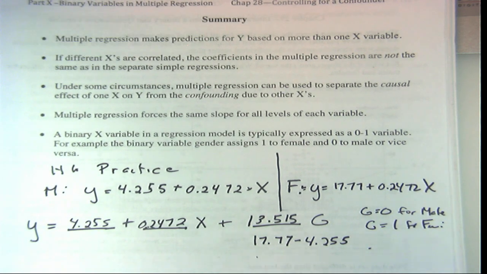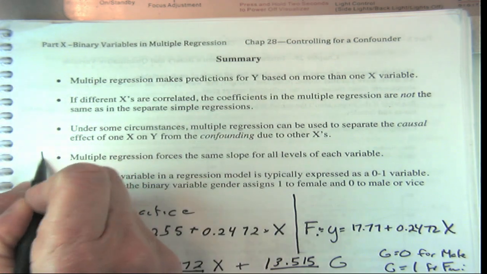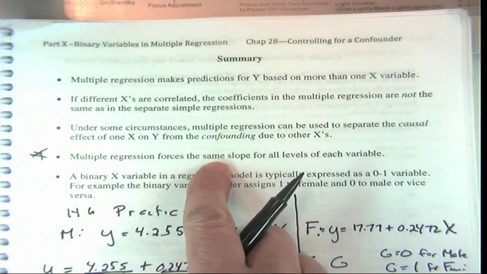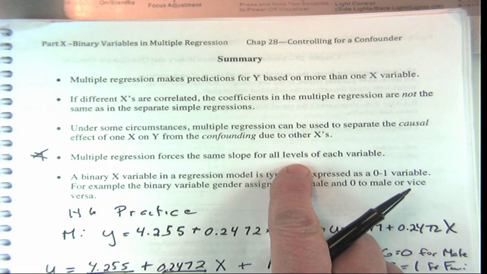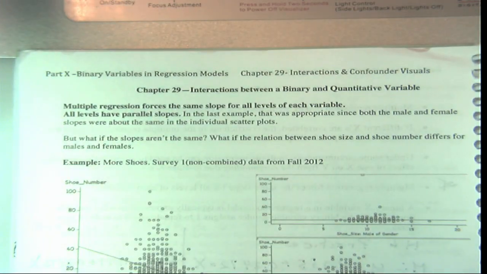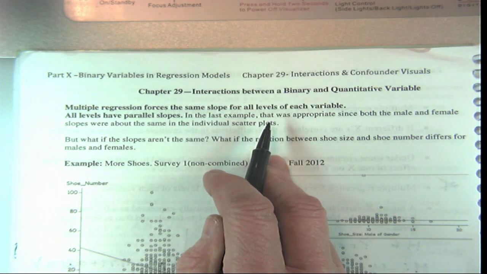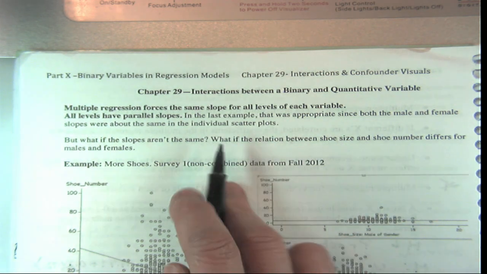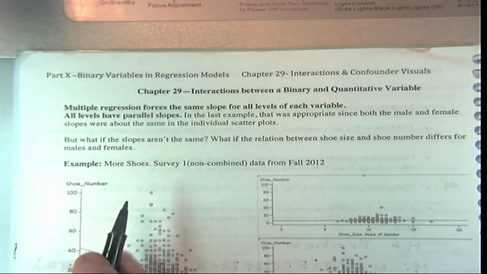And move on. So I just want to alert you to some important points here, and this one is key: multiple regression forces the same slope for all levels of each variable, all right? So what happens if they really have different slopes? What can we do? That's what we're going to talk about now in this chapter. We're going to add what's called an interaction term to our multiple regression, okay? So multiple regression forces the same slope for all levels of each variable. So all the levels have parallel slopes. This is really important, so I should highlight it.